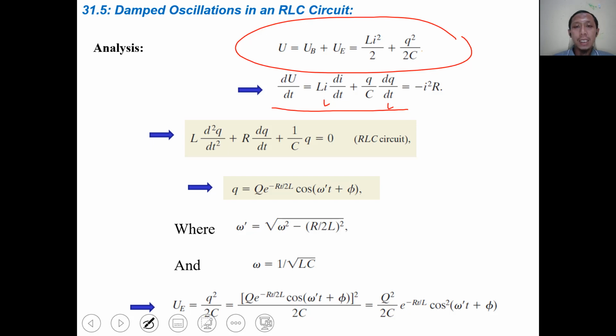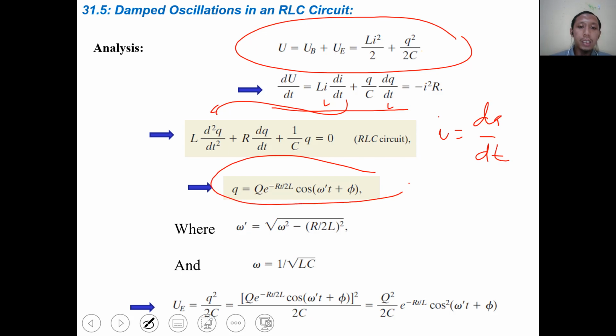If we replace di, because i is dq/dt, we can replace this expression by L d²q/dt² plus R dq/dt plus 1/C q is equal to 0. And then we know the solution is q equals Q e^(-Rt/2L) cos(ω't + φ), where ω' is equal to the square root of ω² minus (R/2L)², and ω is like this one.